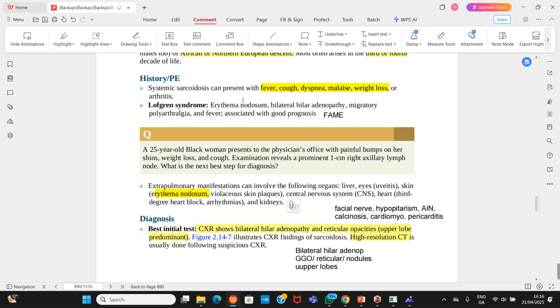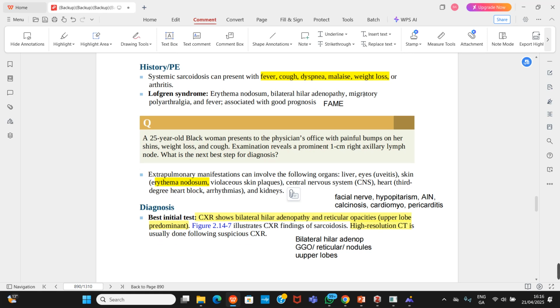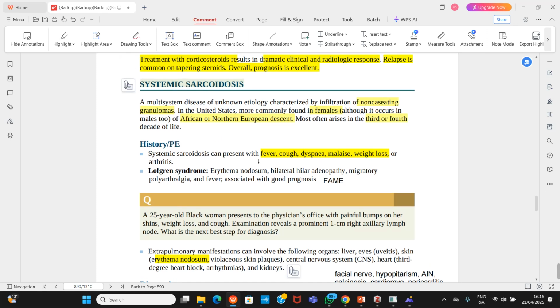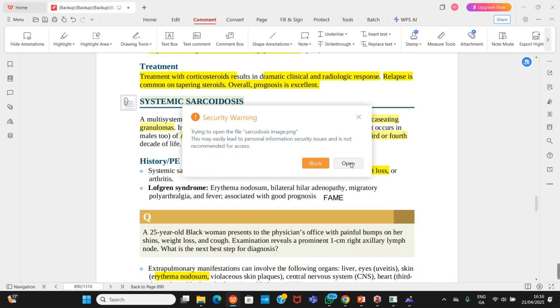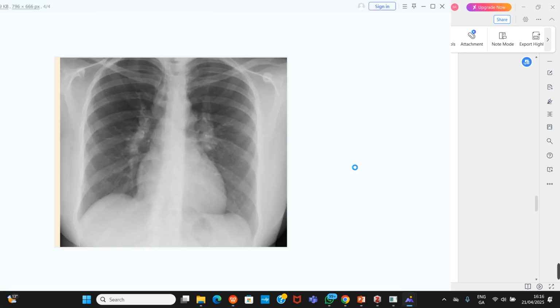How would they present? They will just have constitutional symptoms, usually fever, and because of affectation of the lungs, cough, dyspnea, malaise, weight loss, and arthritis. Nothing specific really. But by the time we start doing our chest X-ray, we are going to see some clinchers that are going to increase our suspicion for sarcoidosis. The first thing is that there's going to be bilateral hilar adenopathy. So I think this might be an image for a question.